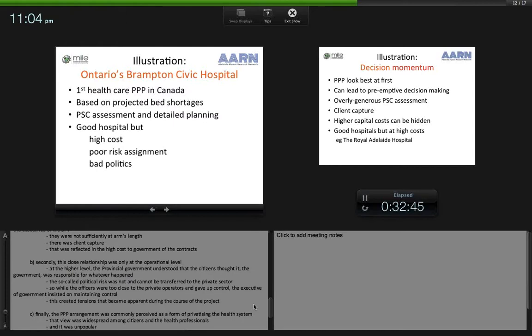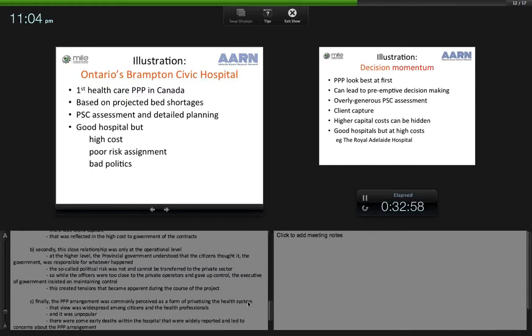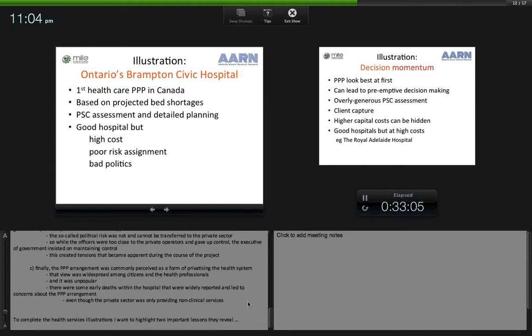So while the officers were too close to the private operators and gave up control, the executive of government insisted on maintaining control, and this created tensions that became apparent during the course of the project. Finally, the PPP arrangement was commonly perceived as a form of privatising the health system. Now, that view was widespread among citizens and the health professionals, and it was distinctly unpopular.